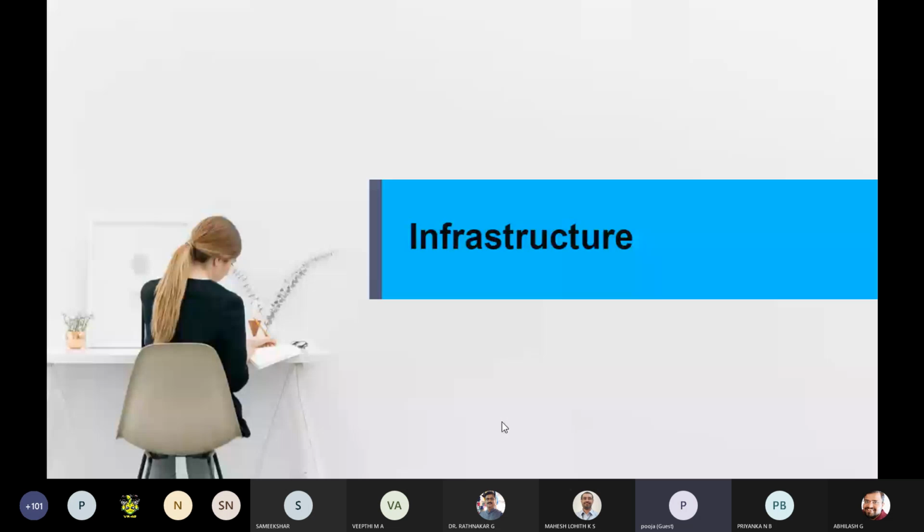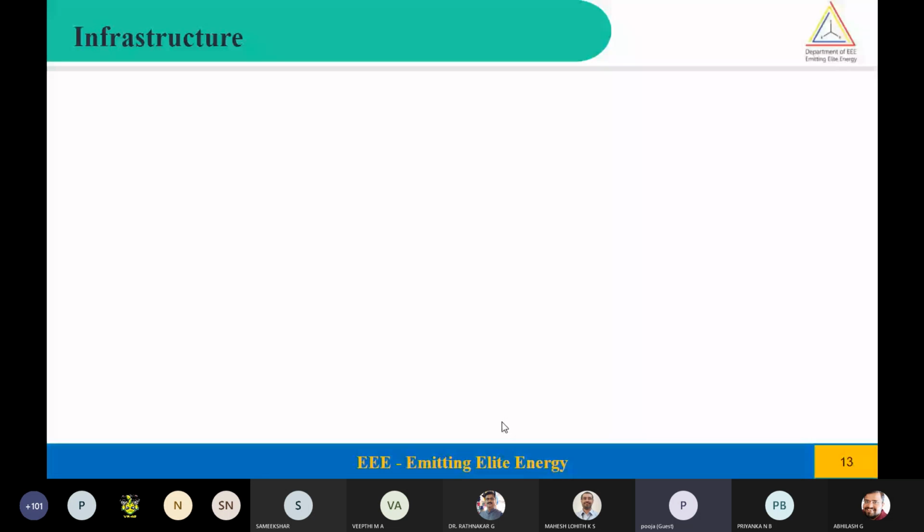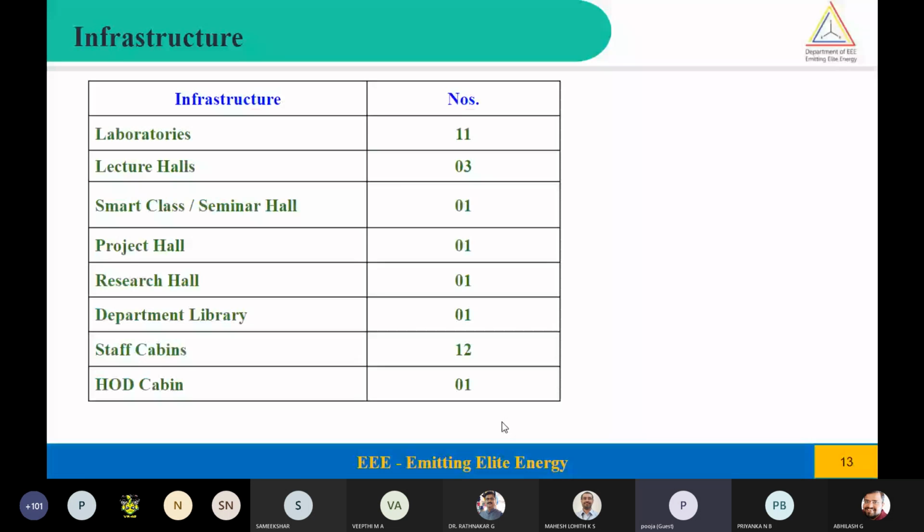We have all the laboratories in place prescribed by the VTU, and all the laboratories are equipped to do all the experiments. That's the beauty of our laboratories. There are even experiments that you can do beyond the syllabus. That is how we have built all the laboratories. We have lecture halls, smart classrooms and seminar halls. We have project halls, and a place where you can conduct your research. And then we have our own department library, staff cabins and so on.